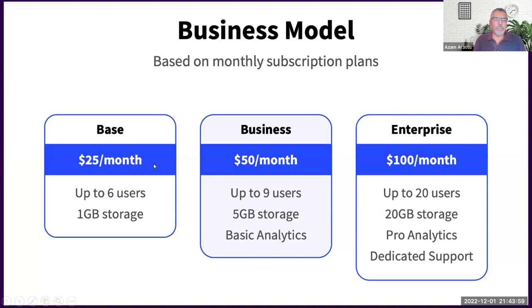Another example, very simple. I don't know what this business is, but you want to have some system, and your revenue model will be based on subscription plans. So you can have three different subscription plans, maybe you're leasing your storage space. For a very basic model, you'll pay $25 per month, and you can use this particular server, for example, up to six users, with 1 gigabyte storage. But if a business wants to use it, $50 a month. For enterprise, you'll charge $100 a month, and you provide these benefits, and you can then total up how much your total revenue is going to be. So that's how business models are made.